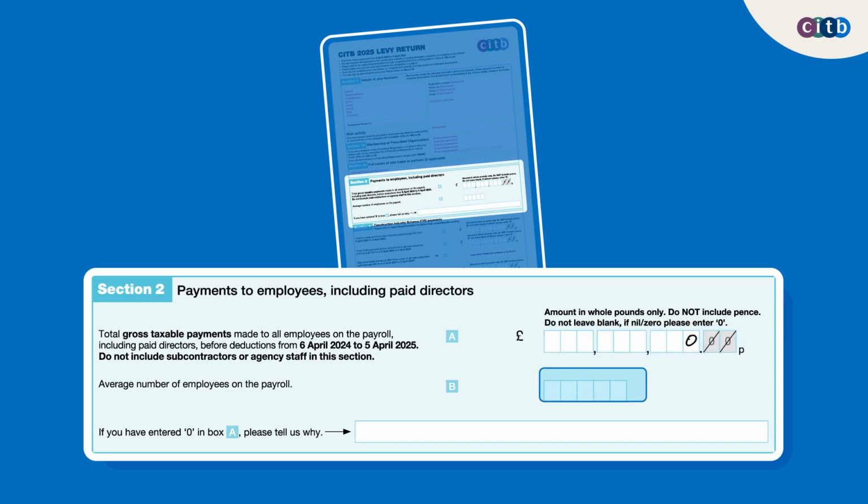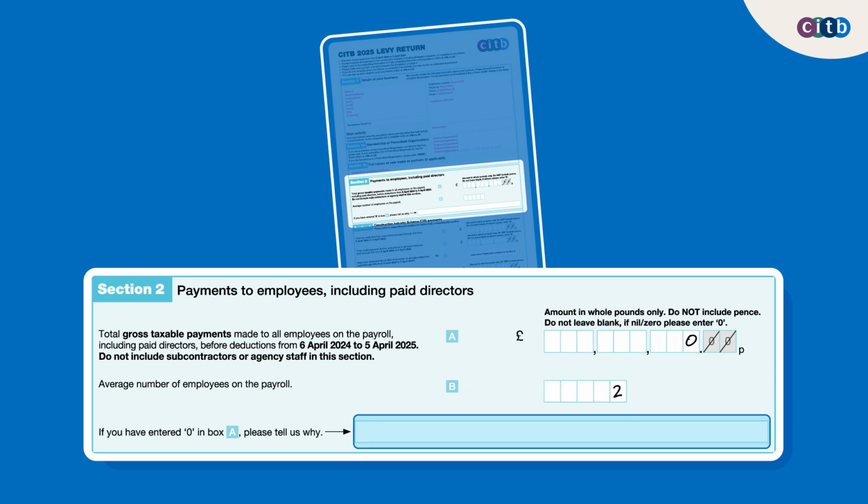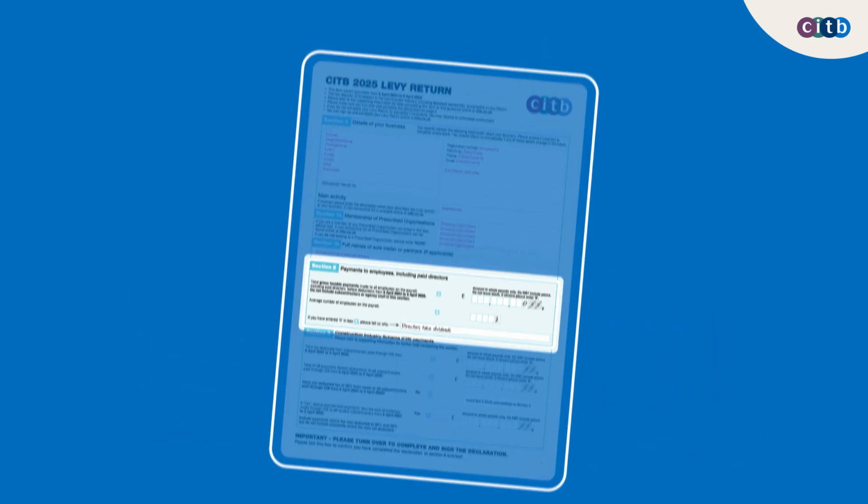For limited companies, all directors are classed as employees of the company, and their taxable pay should be included. If the directors are not paid, be sure to tell us why they have not taken a wage through PAYE. For example, directors may only take dividends or receive income from another source.